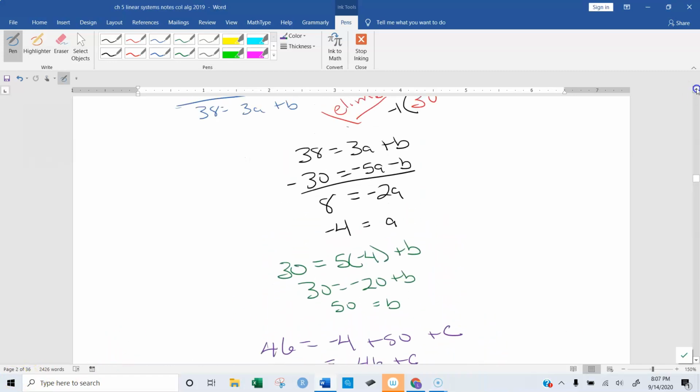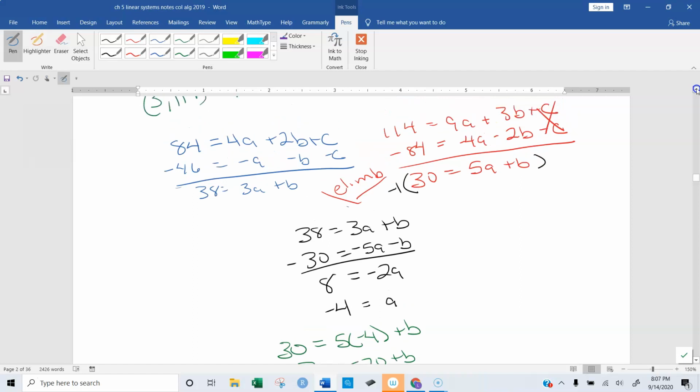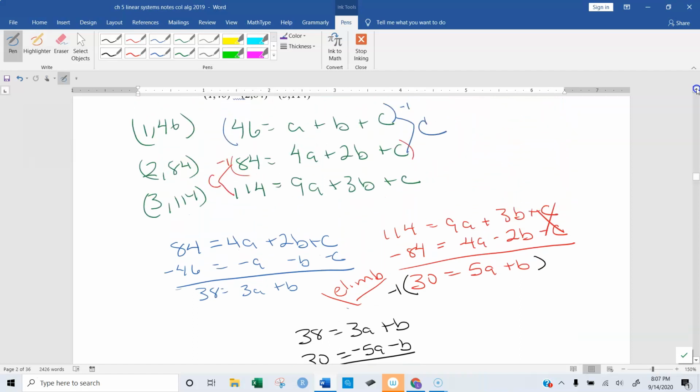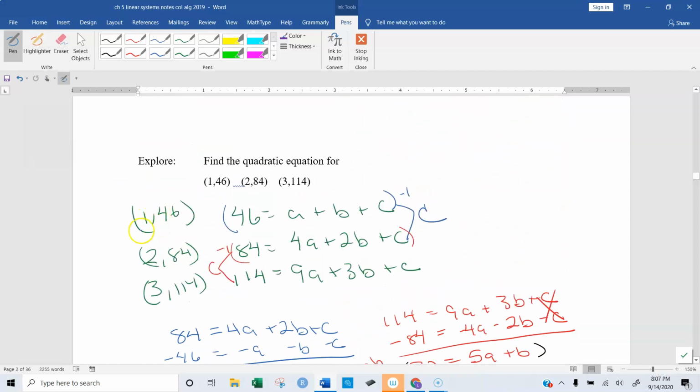All right, I hope you did a good job. Let me get back up to where I started. Okay, I took the 1, 46, so this is your x and this is your y, so you got 46 equals a times 1 squared, which is 1, plus b plus c. Now you add the 2, 84: 2 squared is 4, and 2b. And then you took 3, 114: 3 squared is 9, and 3b.